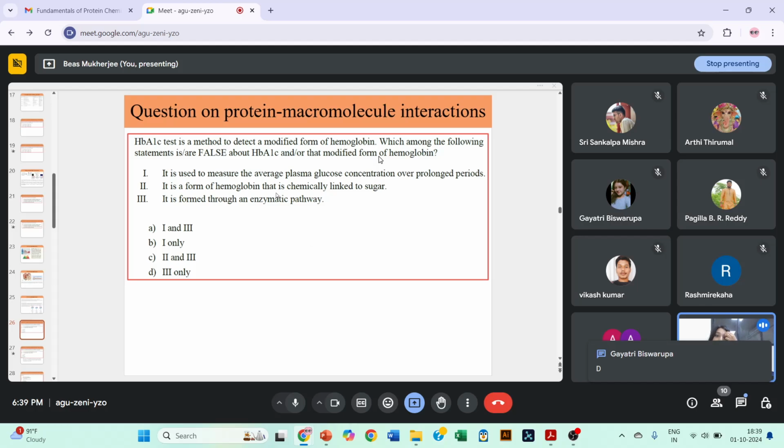So this is used to measure the average plasma glucose concentration over prolonged periods. It is a form of hemoglobin that is chemically linked to sugar. It is formed through an enzymatic pathway.